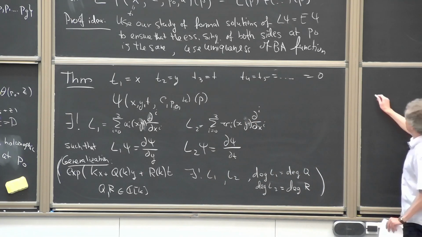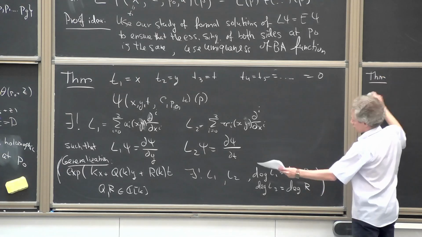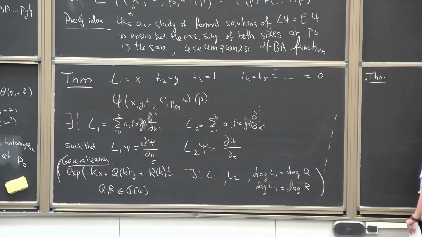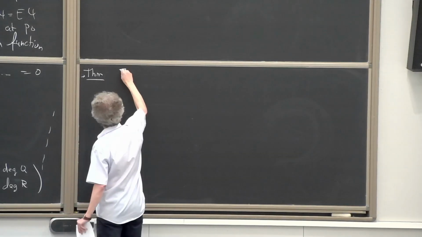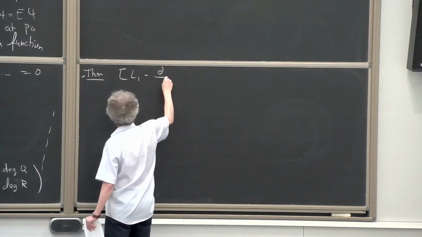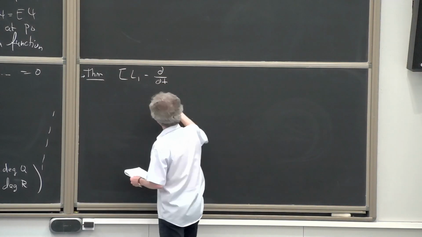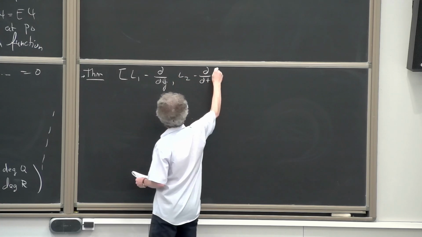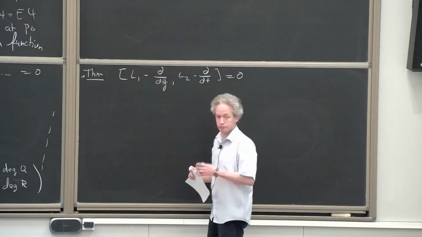Okay, next theorem. In this generality, if this holds, then I can take the commutator of L1 minus the derivative with respect to y and L2 minus the derivative with respect to t. This is going to be 0.